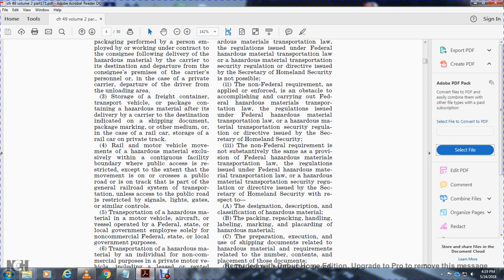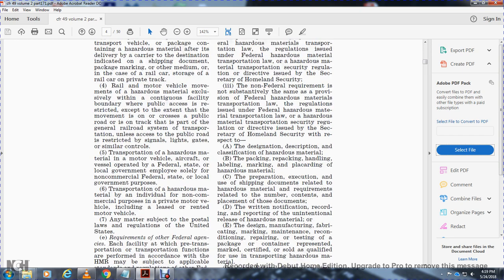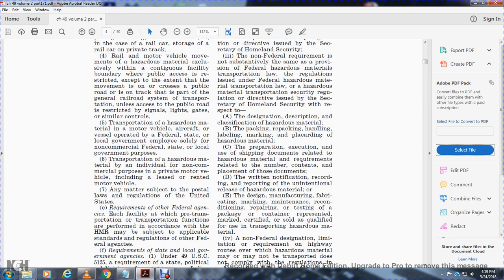Non-federal requirements that are not substantively the same as the provisions of the federal hazardous material transportation laws, regulations issued under them, or the federal hazardous material transportation security regulations and directives issued by the Secretary of Homeland Security, with respect to the designation, description, and classification of hazardous material, packaging and repackaging, handling, marking, and placarding of the hazardous material, and the preparation and execution of the shipping document. Documents related to the hazardous material requirements, including the number, the content, and the place for the document.